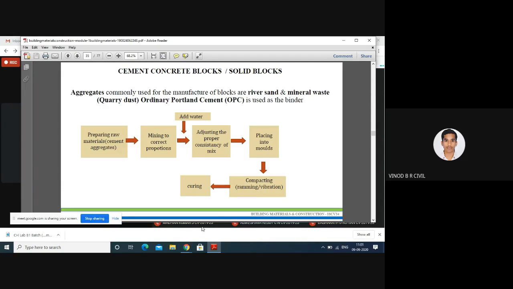First, prepare the raw material like cement and aggregate. First we have to collect the raw materials.